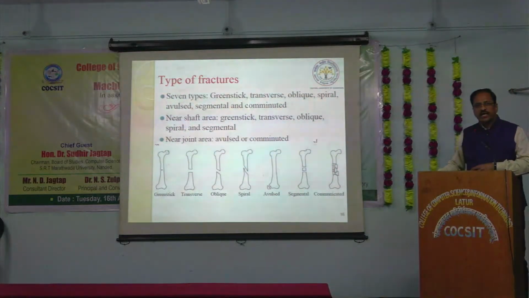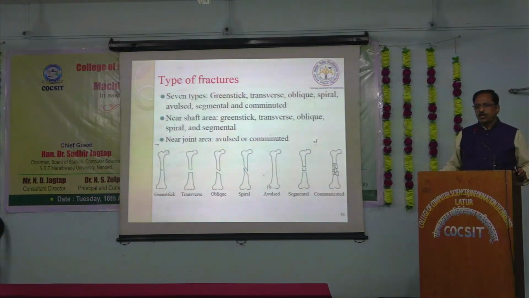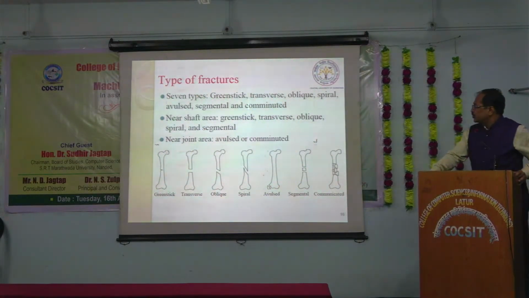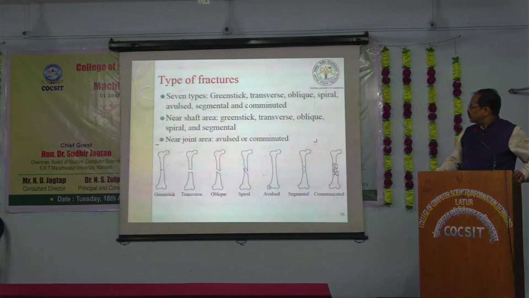Now let us look at the different types of fractures. Whenever a person suffers a fracture, particularly of the femur bone and the hand and leg bones, you can find different types of fractures. The doctor will look at what type of fracture it is. Seven types have been identified. They are called greenstick, transverse, oblique, spiral, avulsed, segmental, and communicated fractures.